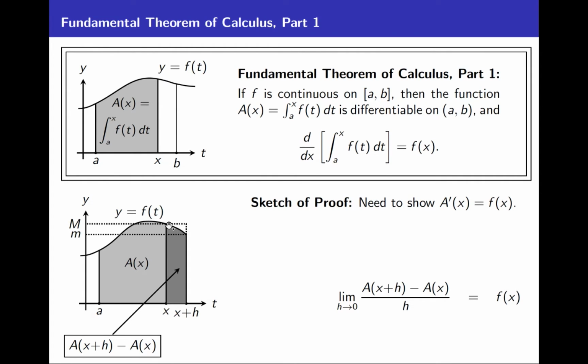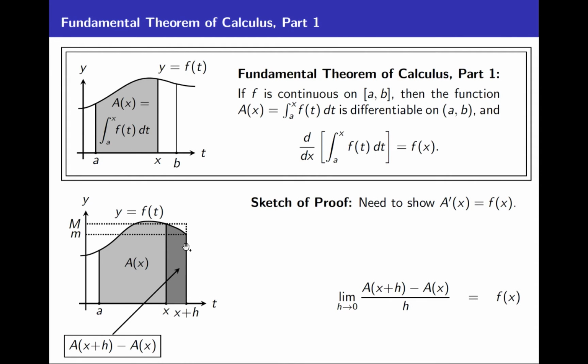So for this function, that occurs right here. That's the highest you get for t values between x and x plus h. So that's big M.